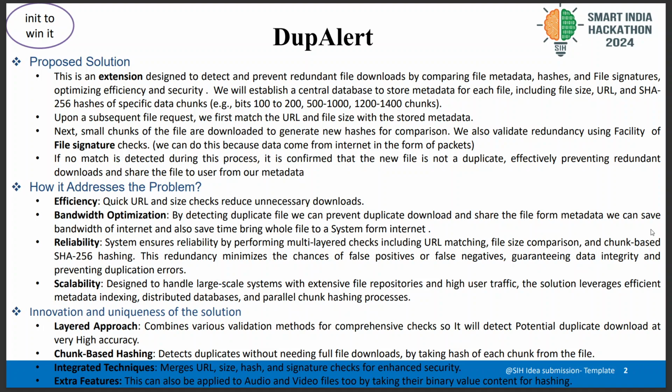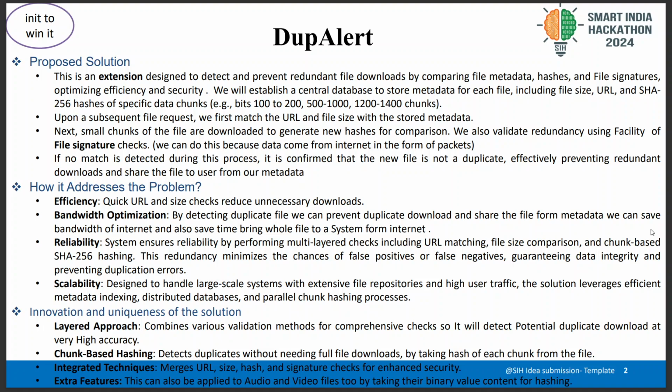So the proposed solution here is Dupe Alert. This is basically an extension which detects and prevents redundant file downloads by comparing file metadata, hashes, and file signatures, which are stored in a remote database system. So how the idea is unique is that it merges two or three different solutions.